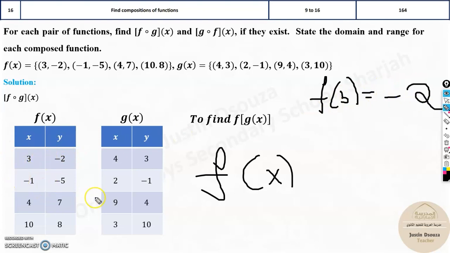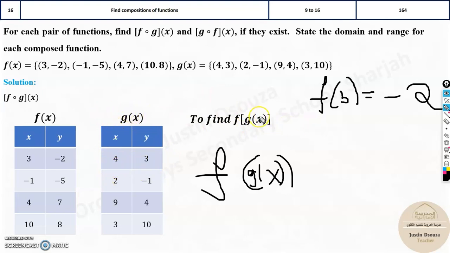Now, f of minus 1 is minus 5. But now we are not dealing with x, not these numbers. We are dealing with a function altogether. Instead of this x, we have g of x. We have another function, so it is called a composed function. Now, first thing is you need to understand this g of x table.